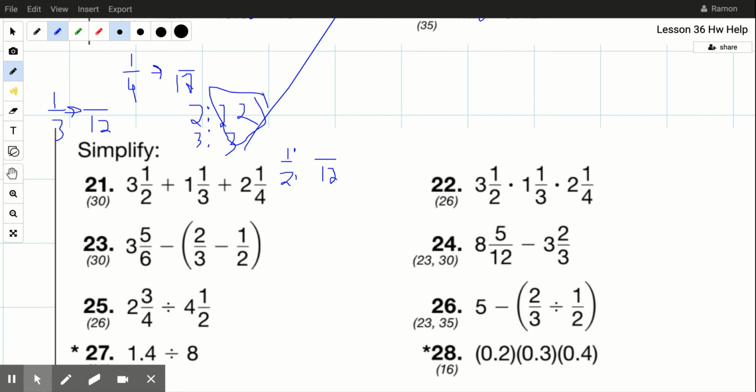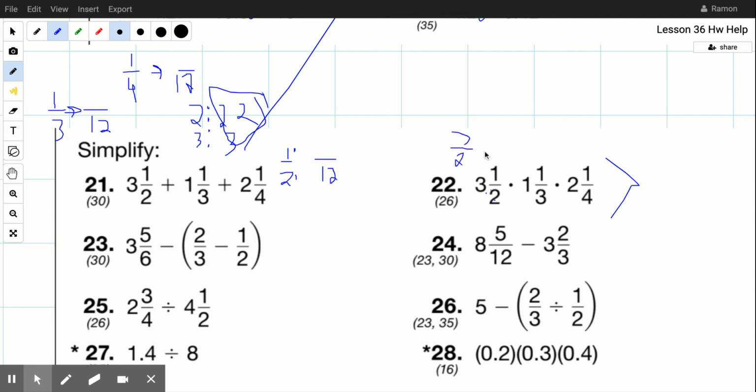Hold on, Jubilee. So now for number 22, we have 3 1/2 times 1 1/3 multiplied by 2 1/4. Since we're multiplying, we actually just need to turn these into improper fractions. So 3 times 2 is 6. 6 plus 1 is 7. So that's 7 over 2.